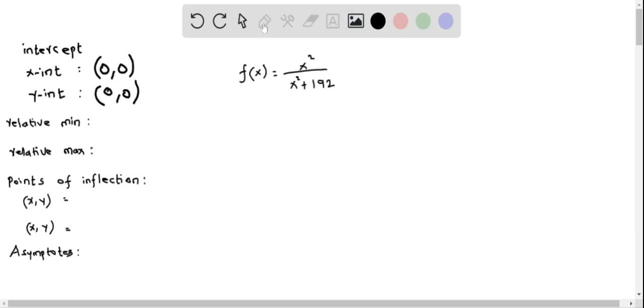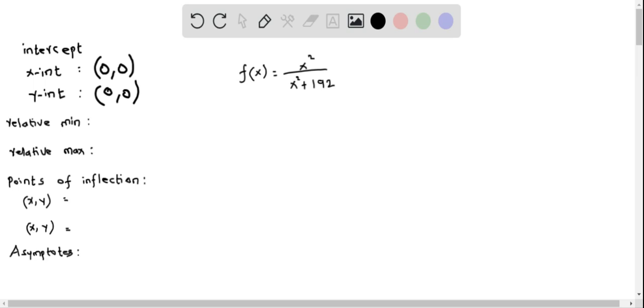We now determine the relative minimum and relative maximum of this function. So for that, we have to first determine the critical point of the function and determine the sign chart of the first derivative using that critical point of the function.